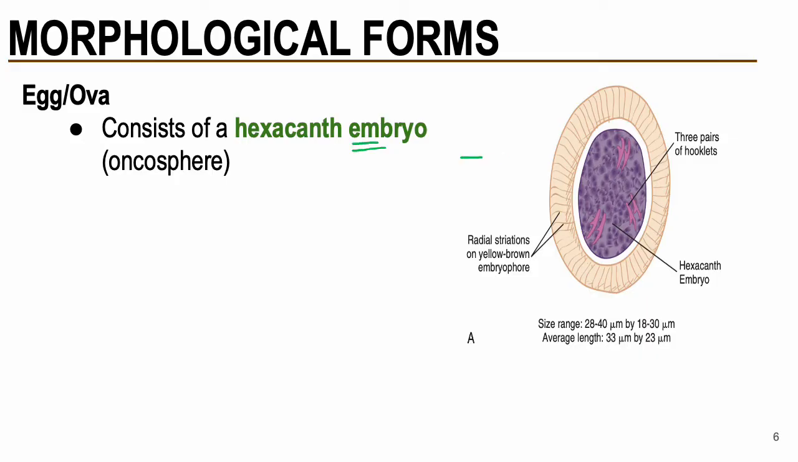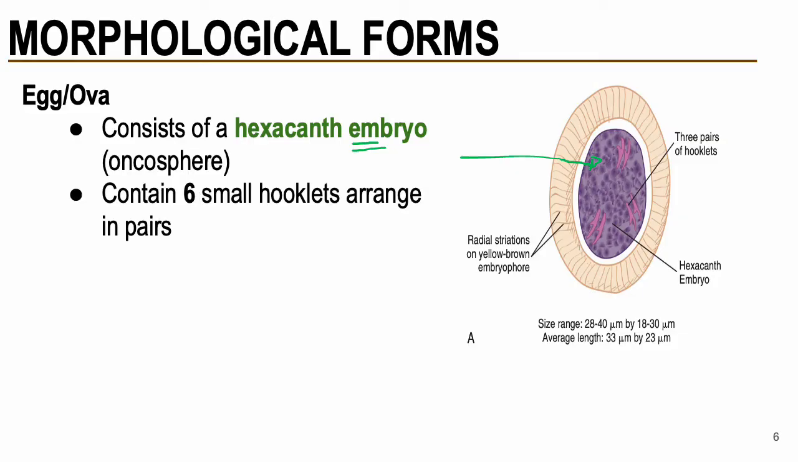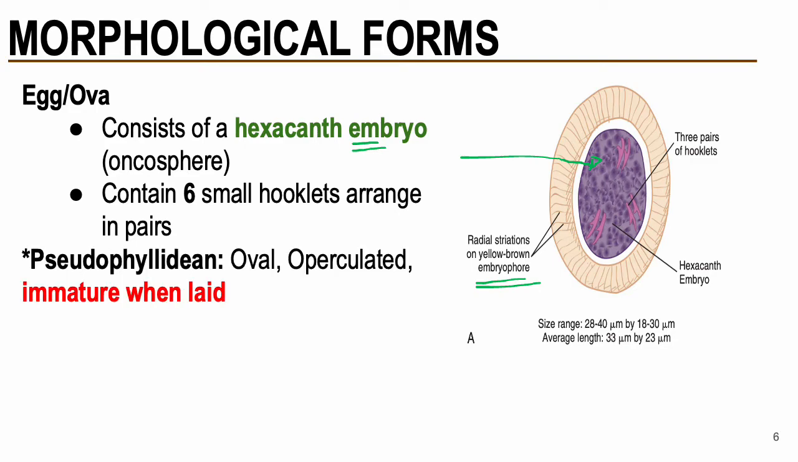Hexacanth because the embryo contains 3 pairs of hooklets, or in total, 6 small hooklets arranged in pairs. This hexacanth embryo is protected by a thick layer that we call the embryophore. This is the outer layer that protects the embryo. In terms of the differentiation between pseudophilidean and cyclophilidean, pseudophilidean eggs are more oval in shape and are operculated. Later on, we'll discuss what we mean by operculated.